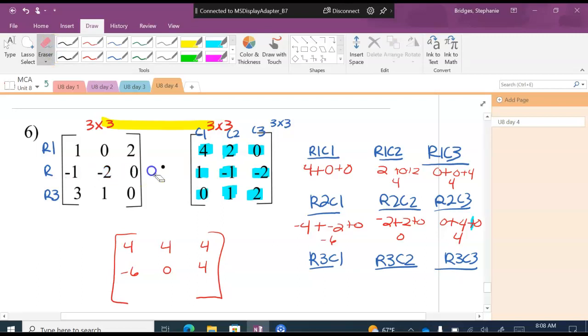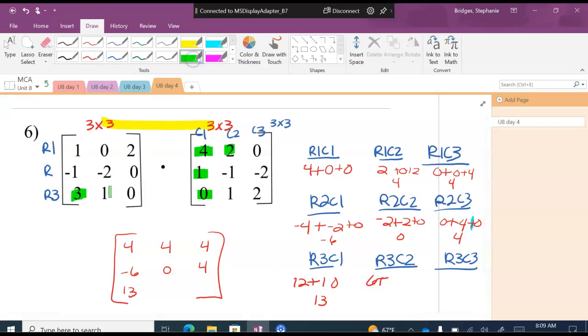Alrighty. And then repeating the process one more time because we have one more row to go. We're going to go 3 times 4. That gives me 12. And then 1 times 1 gives me 1. And 0 times 0 is 0. So that gives me a total of 13 for row 3, column 1. And then we go again. 3 times 2 is 6. 1 times negative 1 is negative 1. 0 times 1 is 0. So that adds to give me 5.